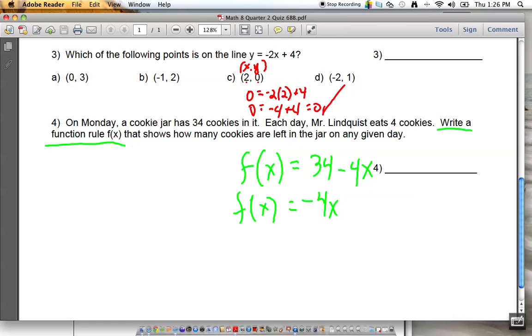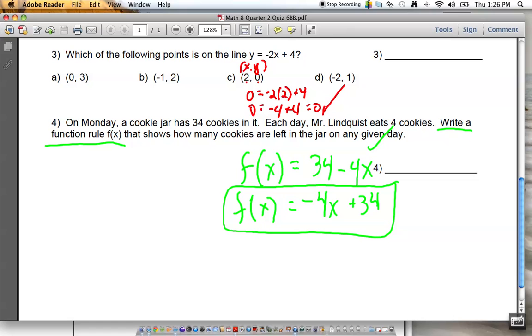Now, the y-intercept is always where you begin. How many cookies did you begin with? 34. So plus 34. I expected most people to write it like this, but if you wrote it like this, they're equal. The 34 is positive here and positive there. The 4x is negative here and negative there. It's a little commutative property, I'm just switching the order, but it works either way. Any questions on that?